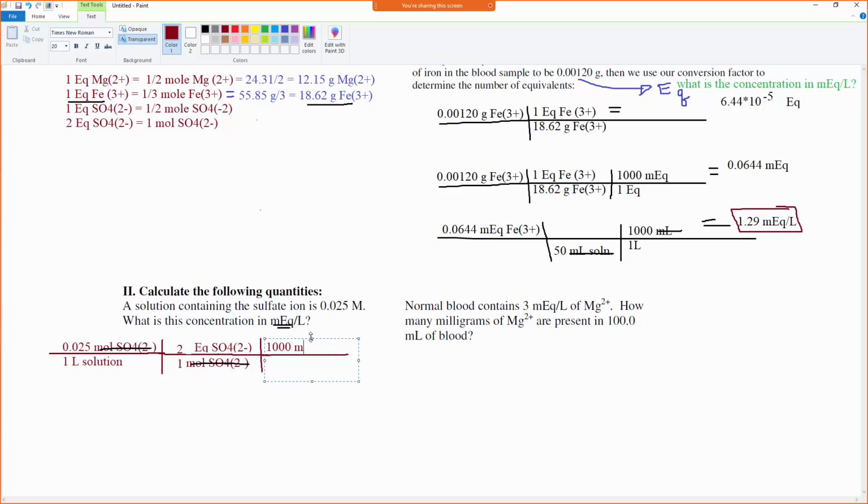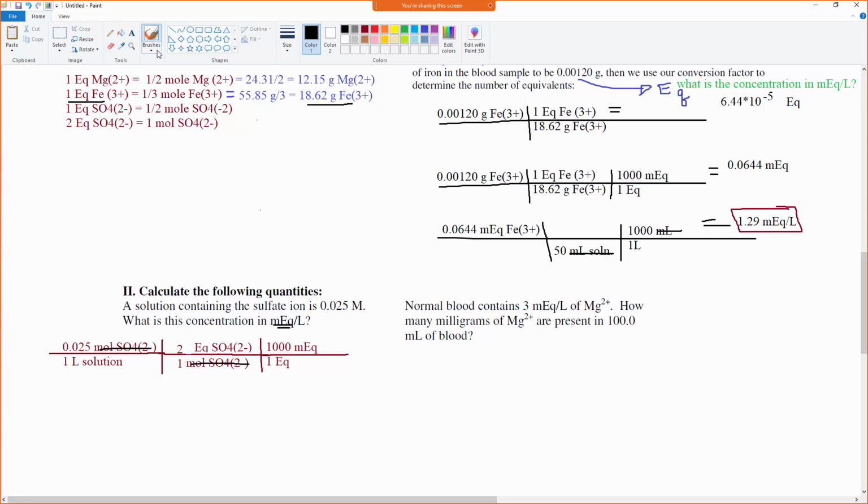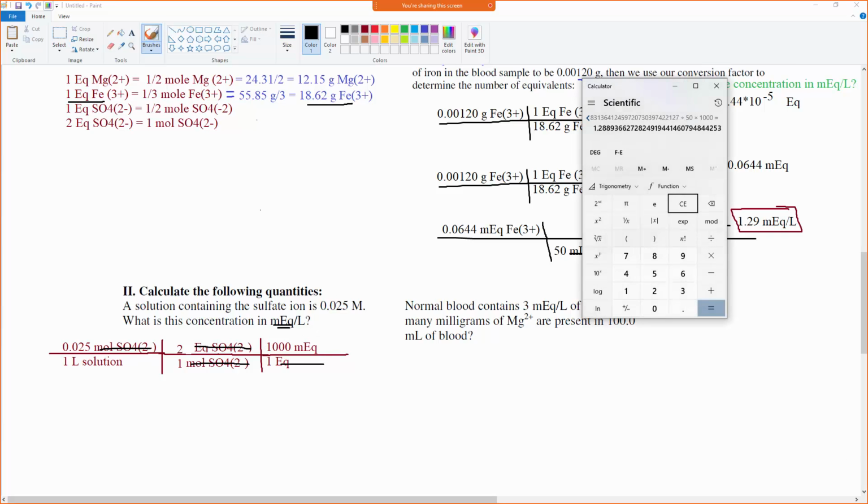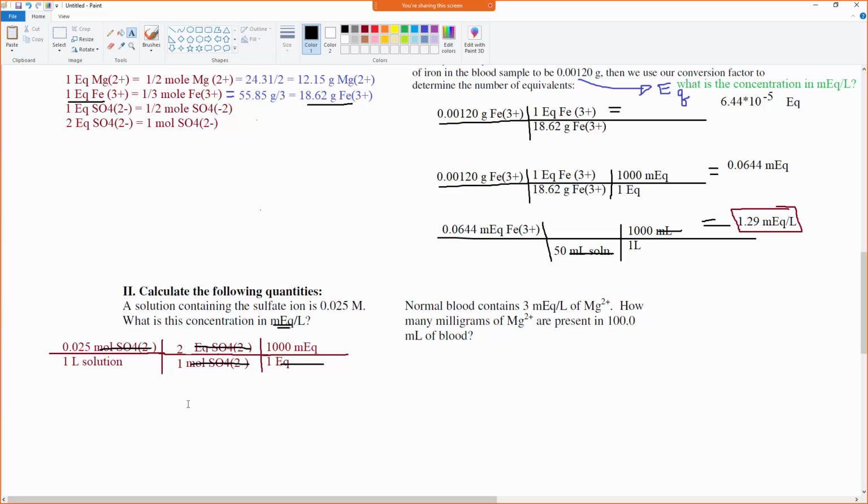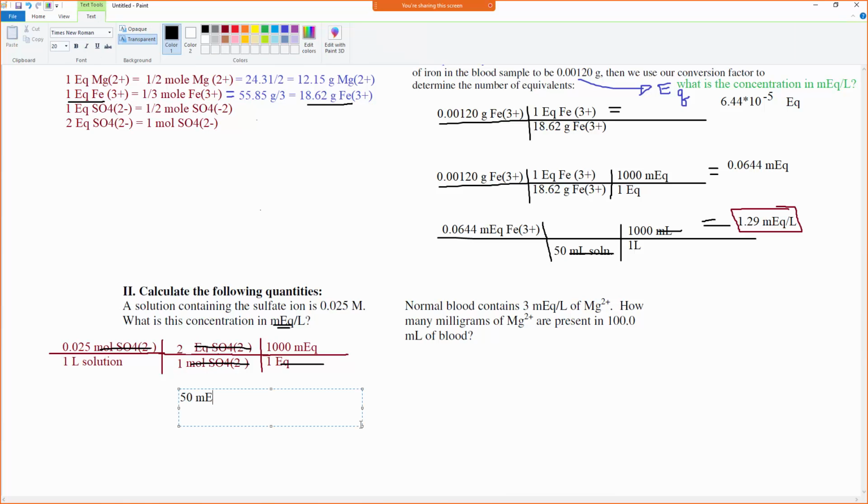1,000 milliequivalents in 1 equivalent. Good. So my equivalents cancel, and I've got milliequivalents per liter, which is exactly the units that they asked for. So 0.025, multiply that by 2, multiply that by 1,000, and the solution here is 50 milliequivalents per liter.